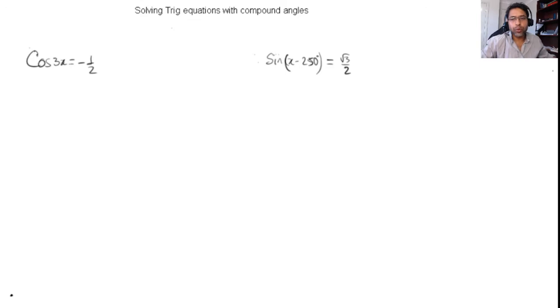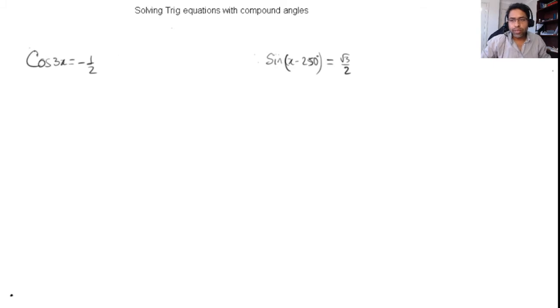You can see we are starting with two examples. The first one is cos 3x, and we need to find the value of x. The second one is sine of (x minus 250 degrees) equal to square root of 3 over 2, and we need to find the value of x again. In both cases we are solving when x is restricted from 0 to 360 degrees.